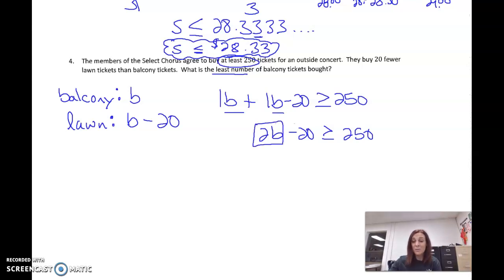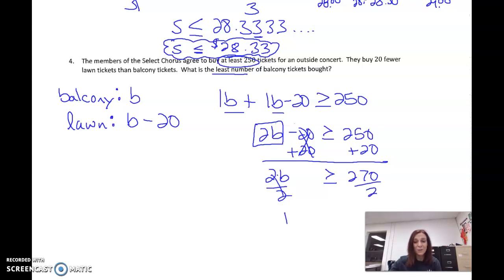Now we're solving for b, so I'm going to solve for my b term. I have to undo this minus 20. I undo it by adding 20. Minus 20 plus 20 is 0. Whatever we do to one side, we do to the other. We have 2 times b, this cancels, is greater than or equal to 270. This is 2 times b. We undo that by dividing, and we end up with b greater than or equal to 135.